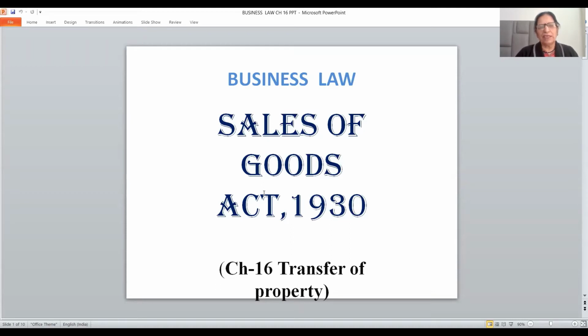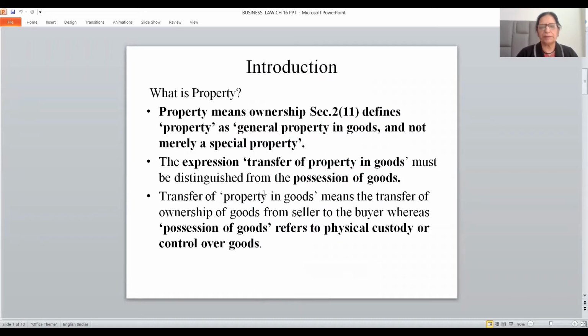So friends, in the last video lecture class, I started Sale of Goods Act. Till now, I have covered the very first chapter under the Sale of Goods Act. Today, I'm going to take up the second chapter, which is chapter number 16, and the title is Transfer of Property.